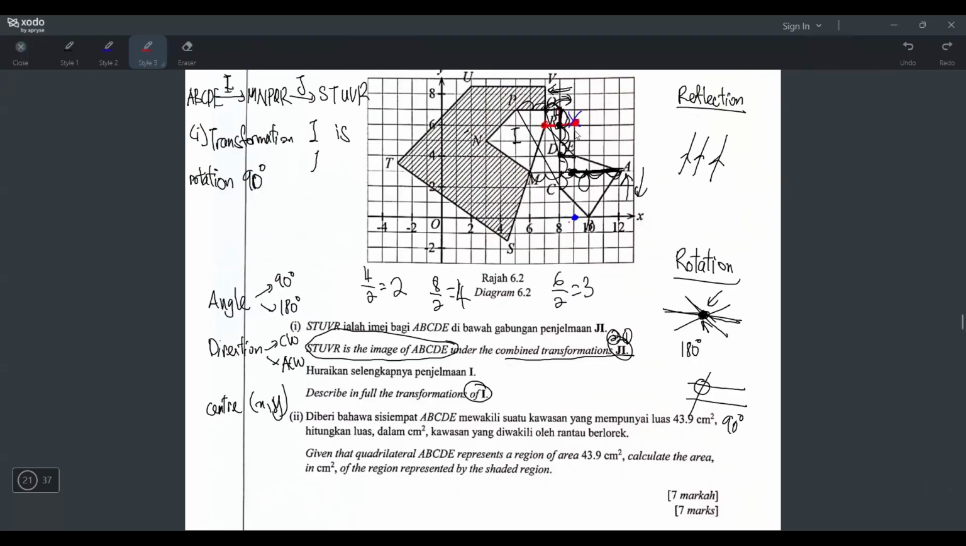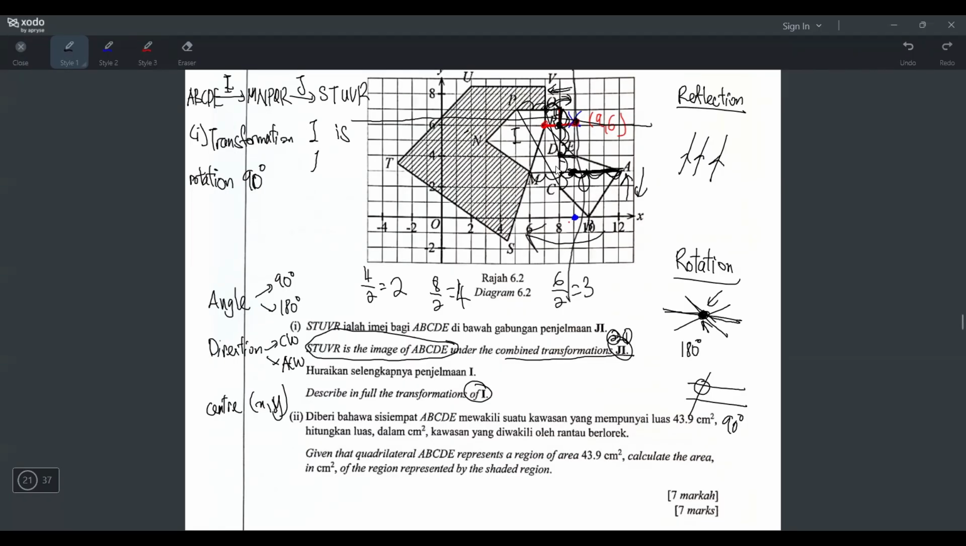So now I already know the center is 9, 6. Okay, 9, 6. So now we can describe transformation I as a rotation of 90 degrees, and if this is the center, we can put a cross here, right? And if we put a cross here, we can see that it's this direction. This is the object, this is the image, right?